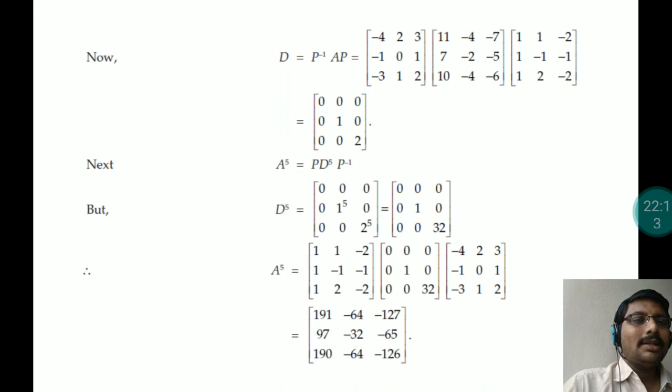Now using D power 5 and the modal matrix P and its inverse P inverse, we will get the power matrix A power 5. It is the required power matrix A power 5. So it is one of the applications of diagonalization. Using diagonalization, we can compute the power matrices also, like A power 5, A square, A cube, A power 100, A power lakh. We can compute them easily by using diagonalization. We just have to use the equation A power n equal to P D power n P inverse.